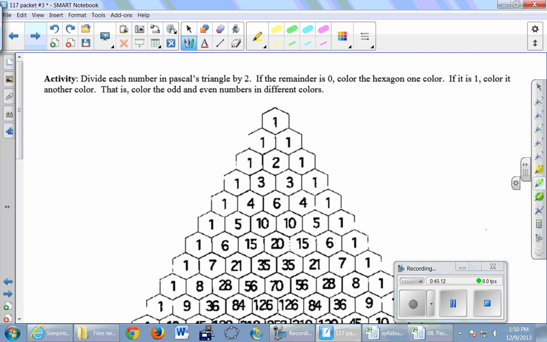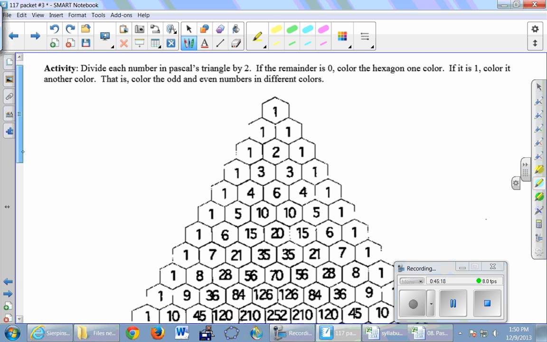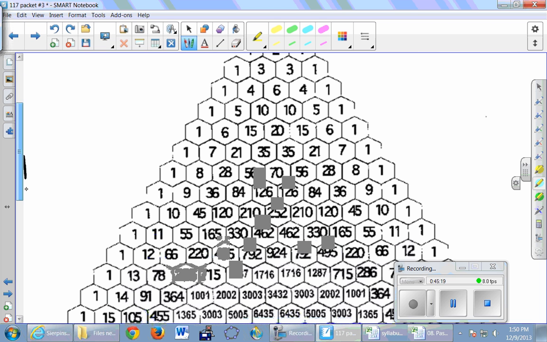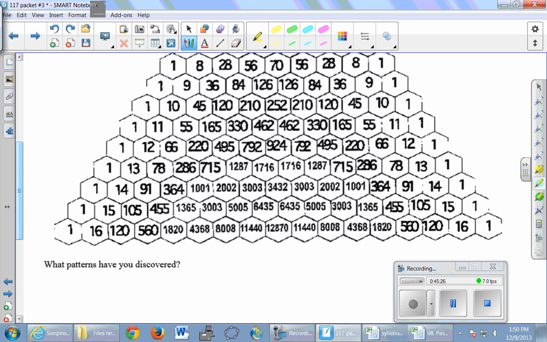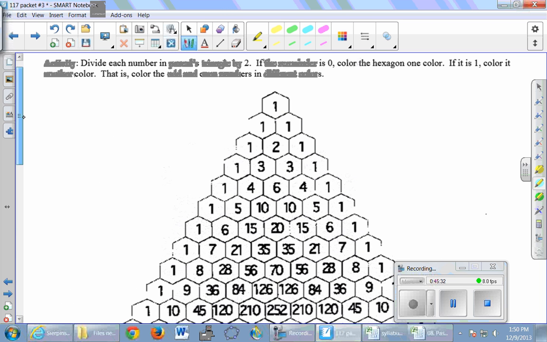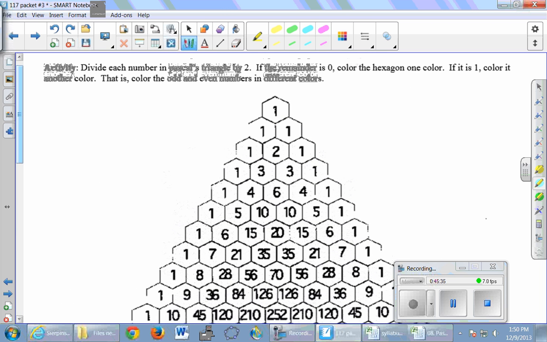Together, we're going to do this activity here. All right, so here's a few more rows of Pascal's triangle. You can see the numbers get pretty big pretty quick. Right down in the bottom, there's numbers in the 12,000 range. All right, so here's what we're going to do. We're going to take each number in the triangle and we're going to divide it by 2.